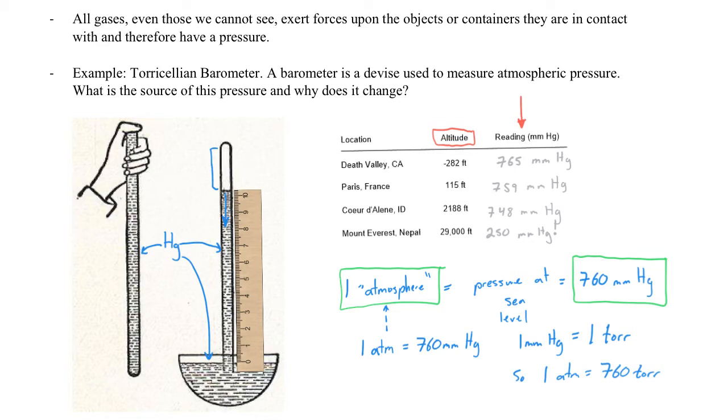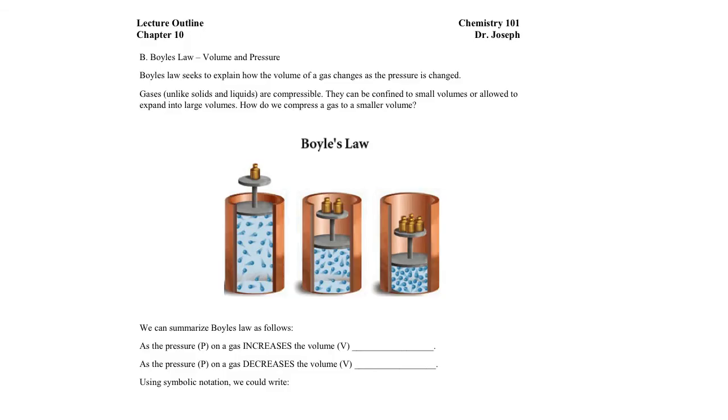So now we're going to go to the next page and start our discussions of the different laws which govern gases. The first gas law that we will study is called Boyle's law. Boyle's law is a law which expresses the relationship between the volume and the pressure of a gas. So it seeks to explain how the volume of a gas would change if the pressure is changed, or if the pressure is changed, how would the volume change? This is called Boyle's law.